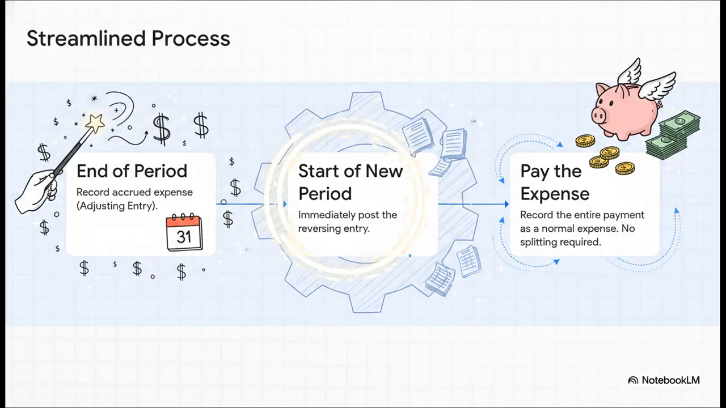Okay, let's walk through how this actually works. On December 31st, we do our normal adjusting entry. Debit wage expense, credit wages payable. Now, on January 1st, we post the reversing entry. We just flip it. We debit wages payable, which zeroes out that liability, and we credit wage expense.